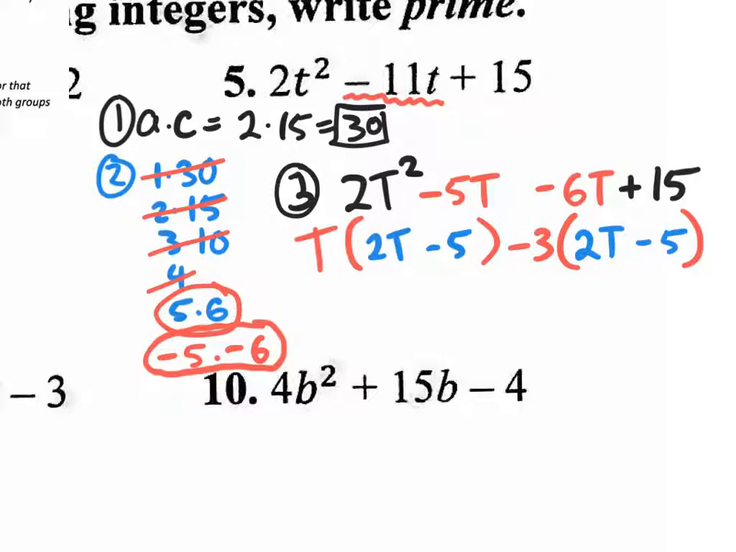And that's a good thing because you have the 2t minus 5 here and the 2t minus 5 there. We're going to pull out that 2t minus 5 and put it out in the front. So 2t minus 5 right there.